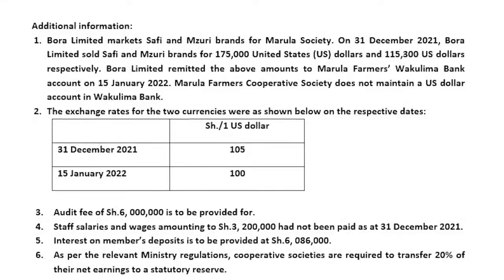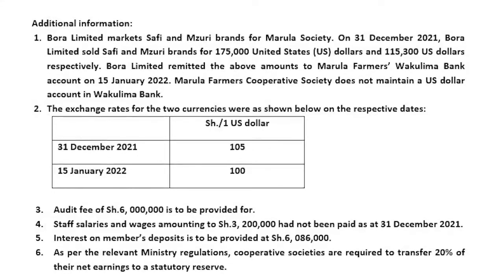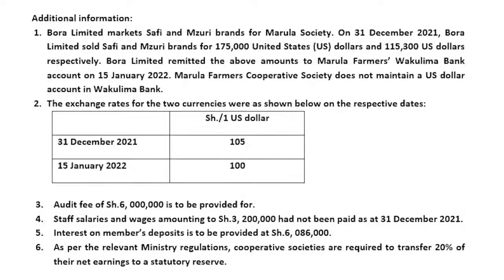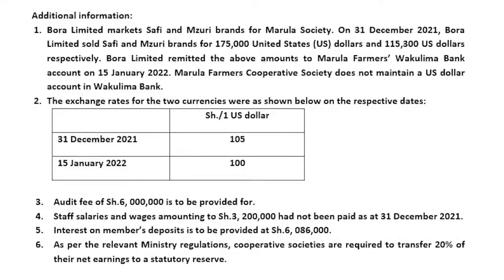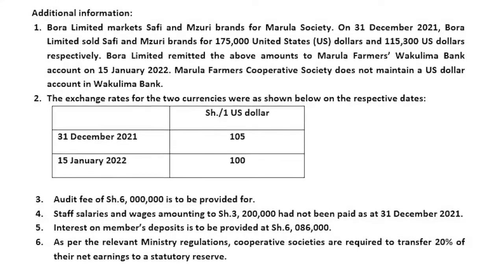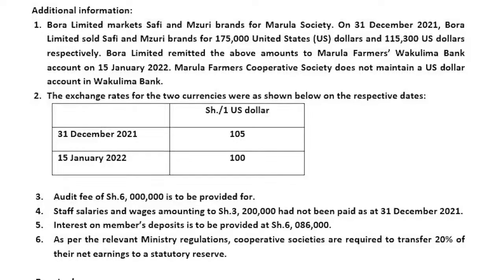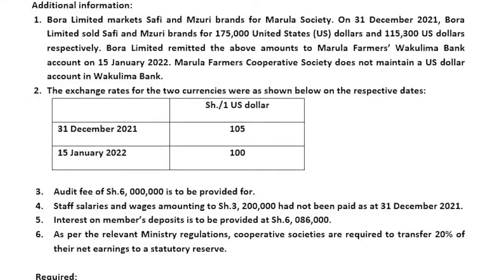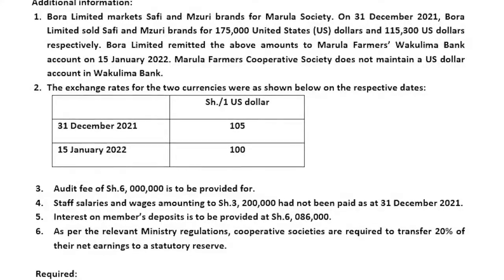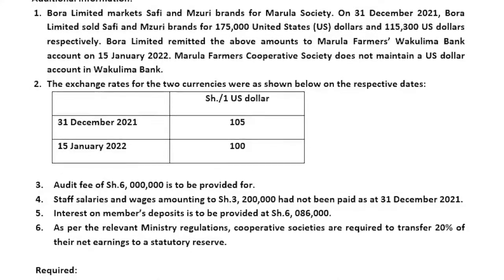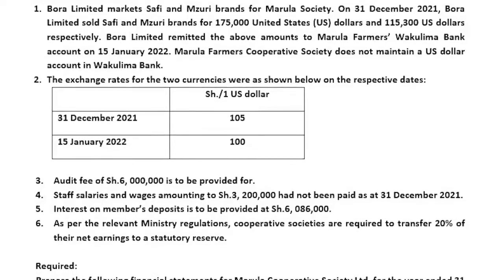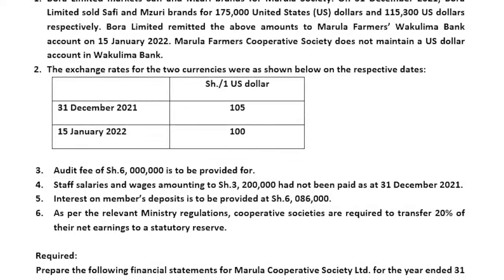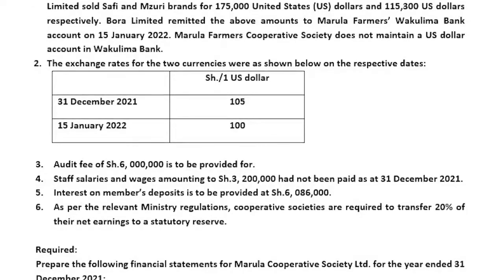So in number 2, we are given the exchange rate for the two currencies, as shown below. We're given the exchange rate on 31st of December 2021, which was 105 shillings equal to $1. And then on 15th of January 2022, $1 was equal to 100 Kenya shillings. Automatically, when translating the sales for the two coffee brands given in information number 1, we are going to use the exchange rate on the date the money was remitted to the bank account, that is on 15th of January 2022.